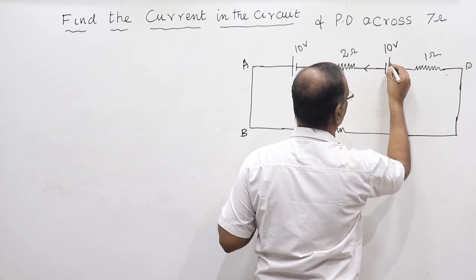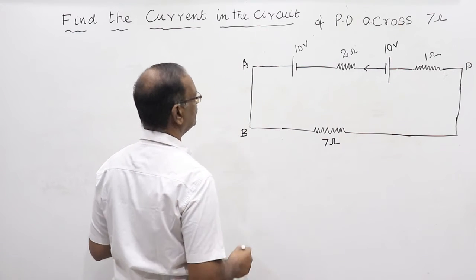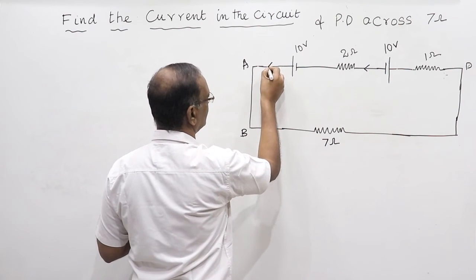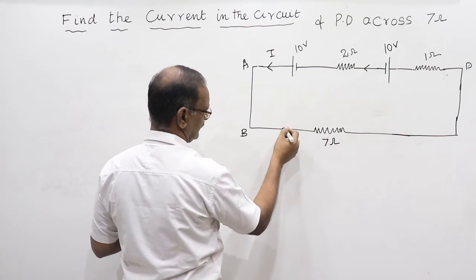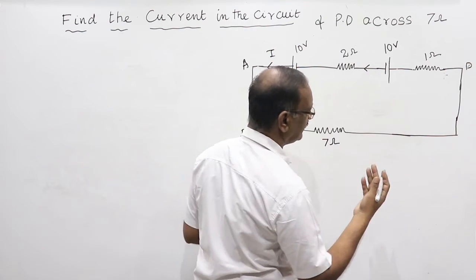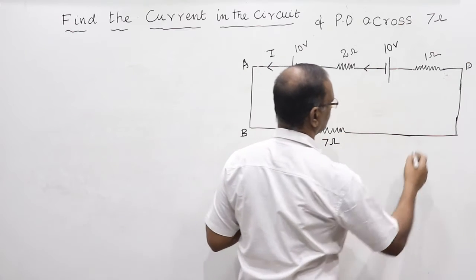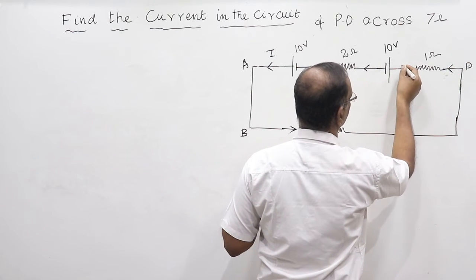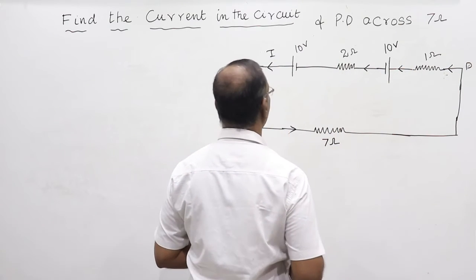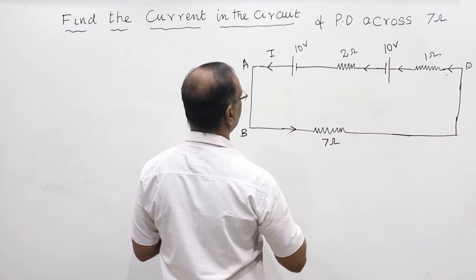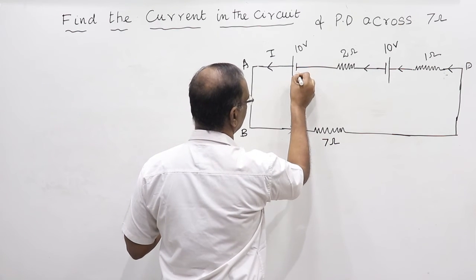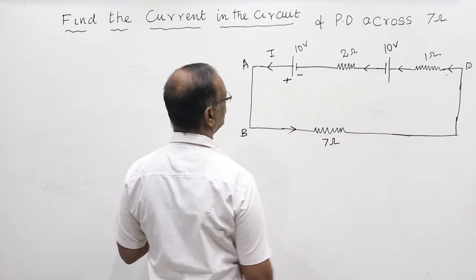First we will assume the direction. We will assume the current is flowing in this direction. We can assume any direction, it is not necessary to be this direction, it can be the other way also. Now we have assumed this direction, and before that we will see here this is positive, negative side, so this will be negative, this will be positive.